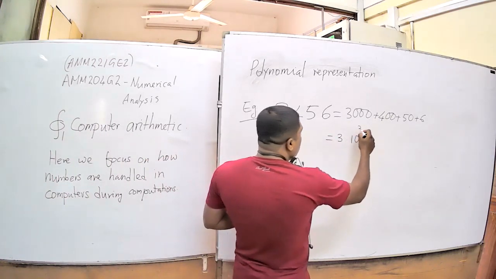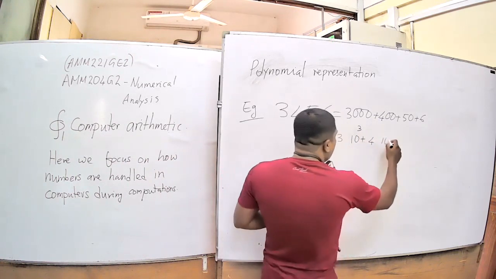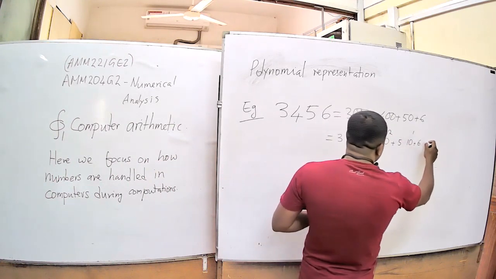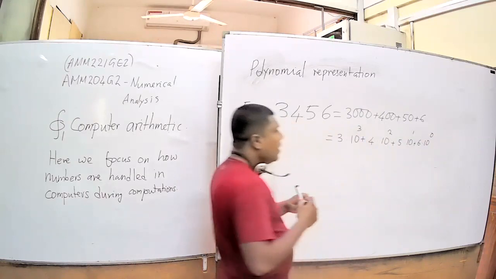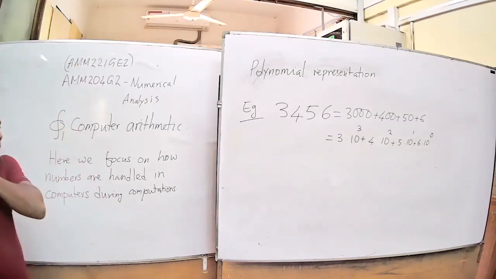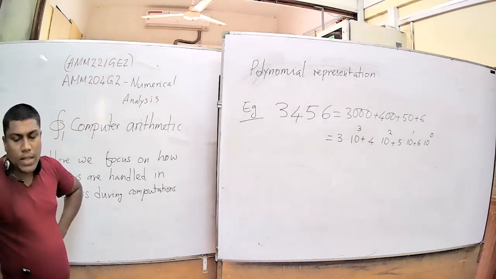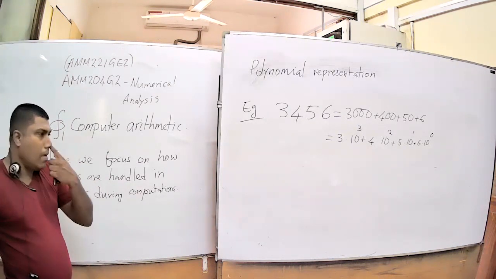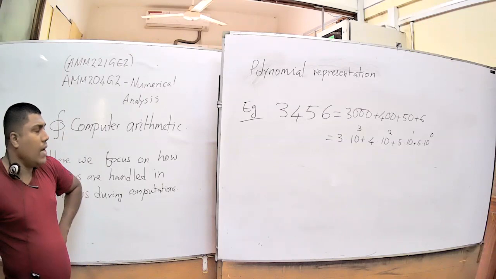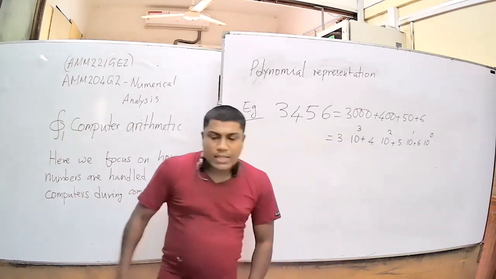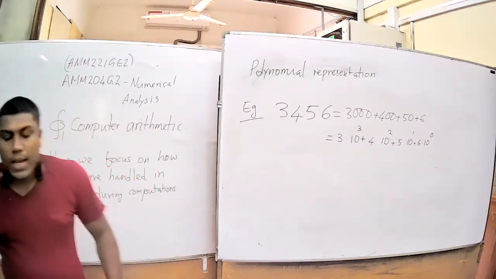In particular, you can represent this as follows: 3 times 10 to the power 3, plus 4 times 10 to the power 2, plus 5 times 10 to the power 1, plus 6 times 10 to the power 0. So if I give you the number 3456, you can write it this way. You can see that this base 10 number is represented as a polynomial in 10.